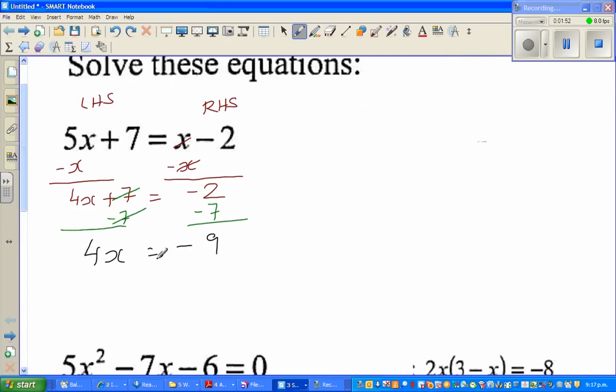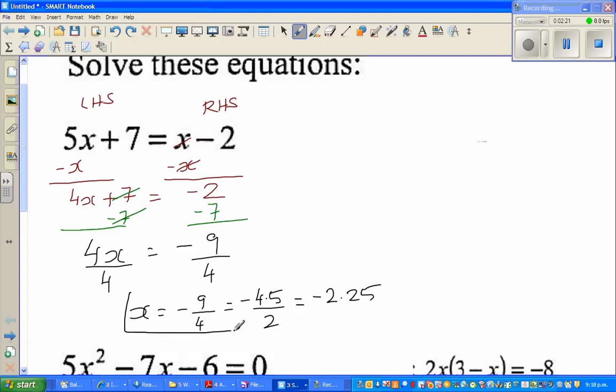So you divide both sides by 4. You may ask why did I divide by 4? Because it's multiplied by 4. So x is minus 9 over 4. Okay, this is right. Or if you want to simplify this as a decimal, this is minus 4.5 over 2, which is minus 2.25. Okay, and that's your answer. So here what I have done is I have halved this. Half of 9 is 4.5 and half of 4.5 is 2.25.